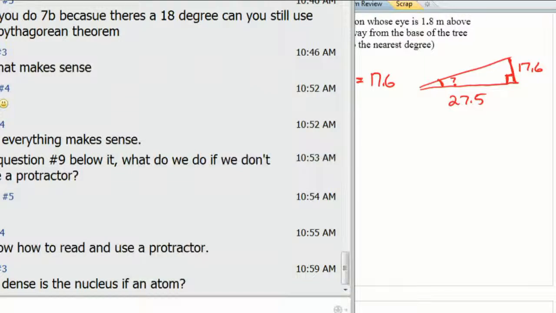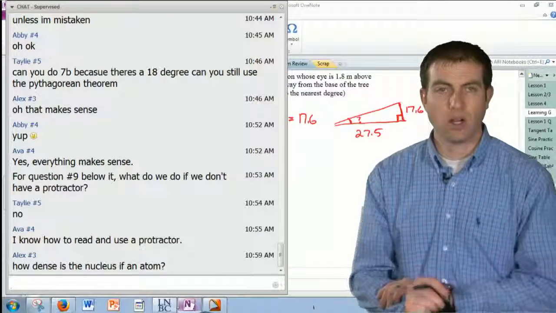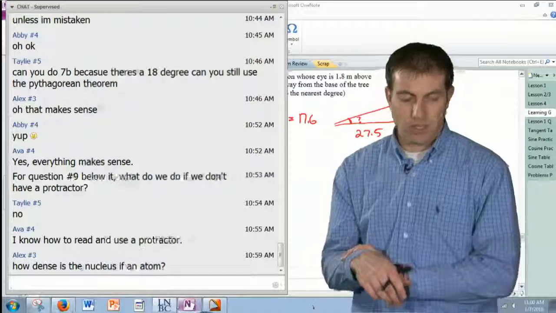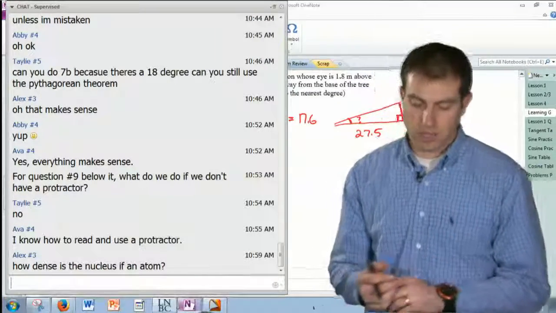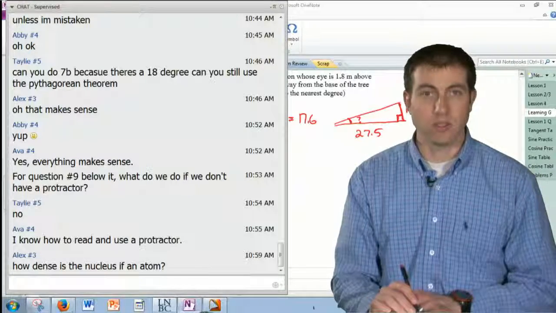Alex, all of these questions are coming too early because we're going to talk about atoms in science. So I don't want to ruin the surprise for you when we get there. Or you could just look it up online.